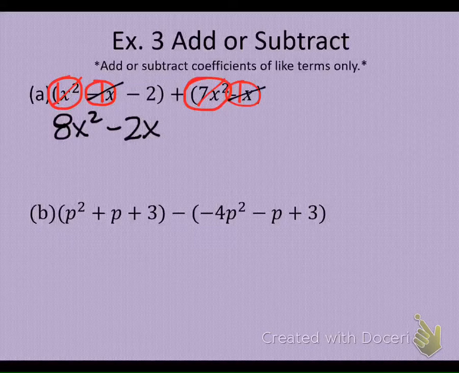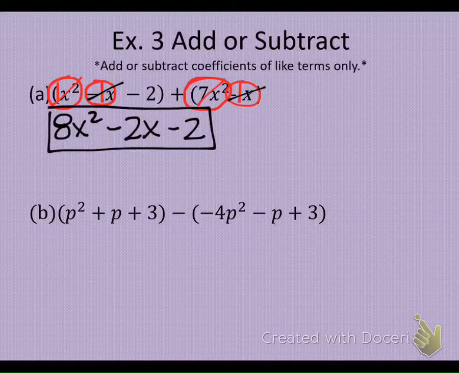Cross it out. Now, what is the only thing left in this problem? 2. Negative 2. And does it have a like term? So do I leave it? Do I bring it into my, what do I do with it? Bring it down. We always bring down what we have not used. And look at my final answer. It's in standard form. I've got x squared, x, and a constant.